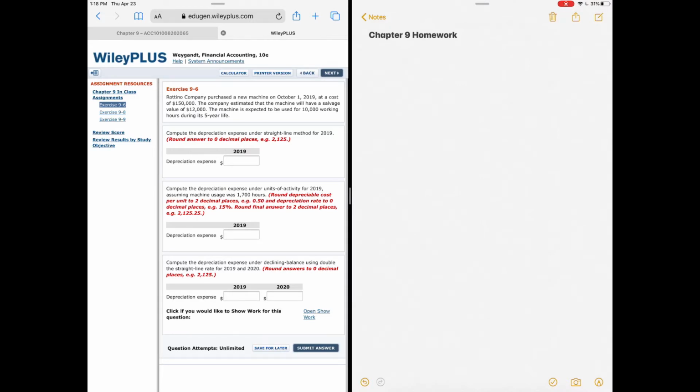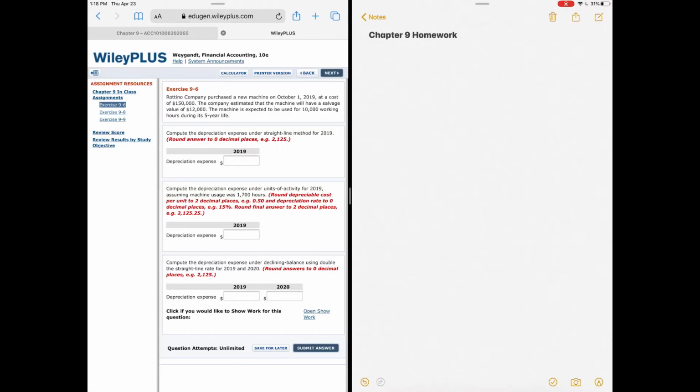One thing I want you to note when you're reading these problems is to make sure you look at that date. In this problem, they bought this machine on October 1st. So therefore, we need to make sure we revise our depreciation because for that first year, it has not been held for the whole year. Therefore, we can't depreciate it for the whole year.